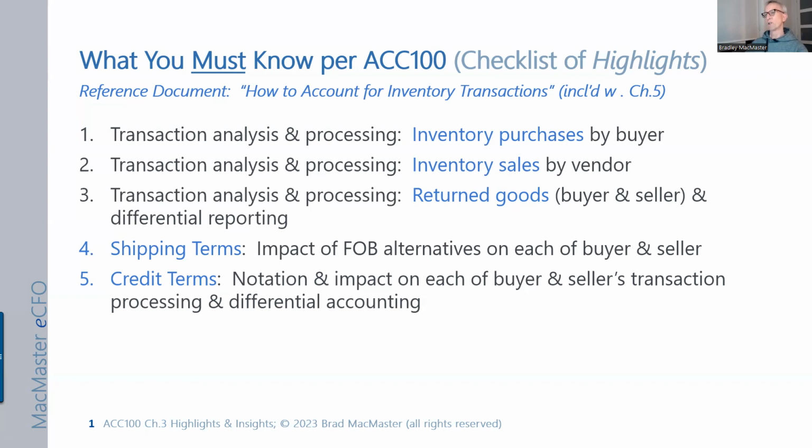And when we account for that 2% discount, if you think about it, the goods that we ordered at $100, if we pay within 10 days, they really only cost us $98. So the $2 that we took as a discount is accounted for by reducing our cost of inventory. And so the discount on a purchase reduces inventory.